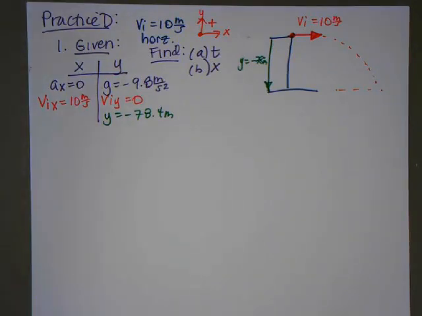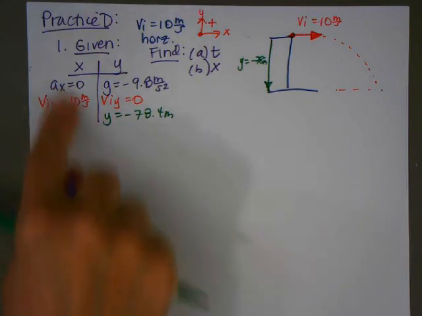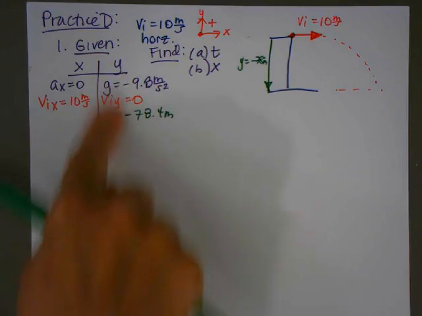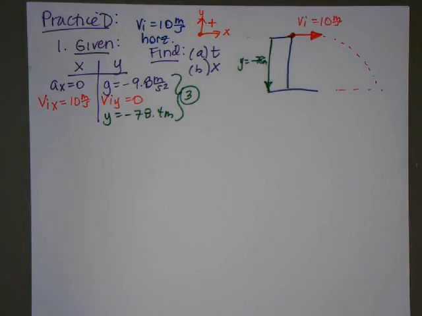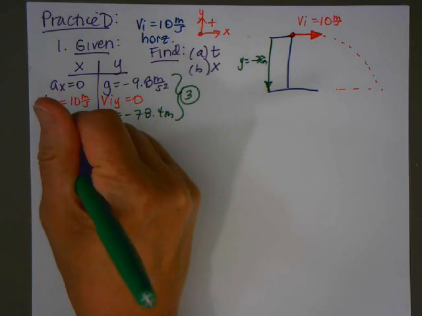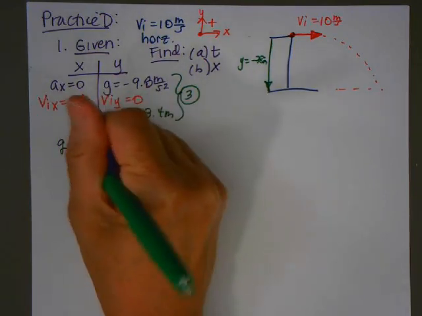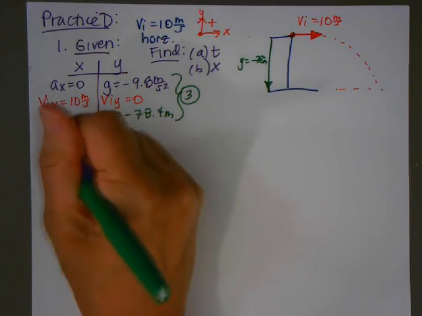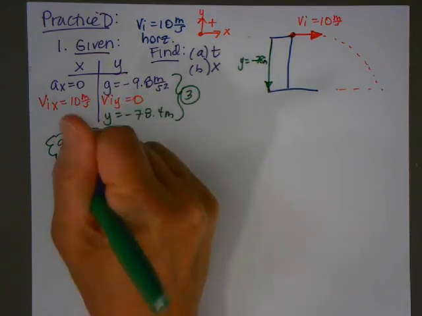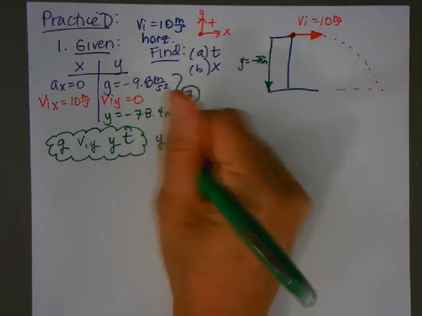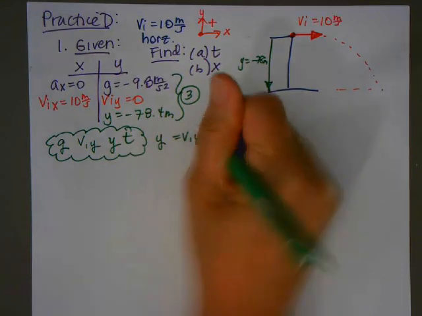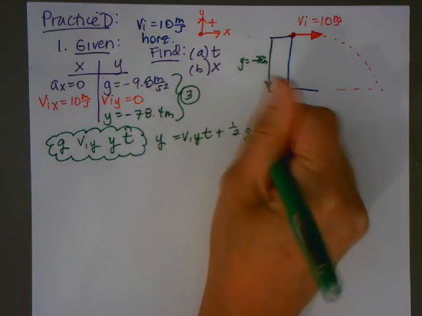How do I know where to begin? We know that all of our kinematic equations have 4 variables. There's 2 here, and there's 3 here. So wherever there's 3, that's where I know where to start. So I know that I have G, I have VIY, I have Y, and I want to find T. So now I'm going to say which equation has those 4 variables. So that's Y is equal to VIYT plus 1/2 GT squared.